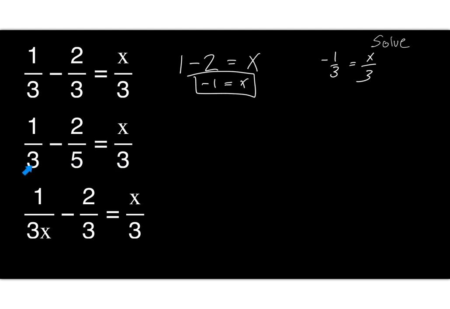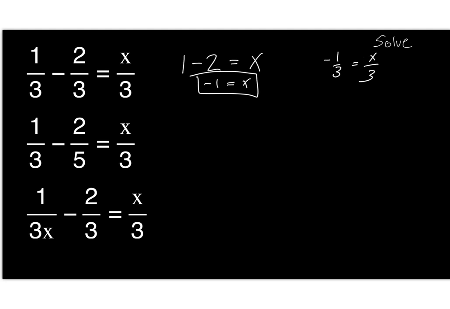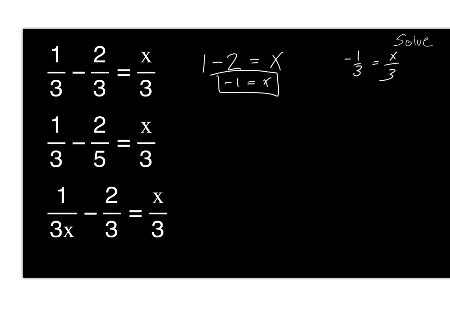In this second equation, I'm noticing my denominators are different. If I can make them all the same denominator, then I can set the numerators equal. My common denominator will be 15. In order to get there, I multiply the first one by 5 over 5, which will give me 5 over 15.